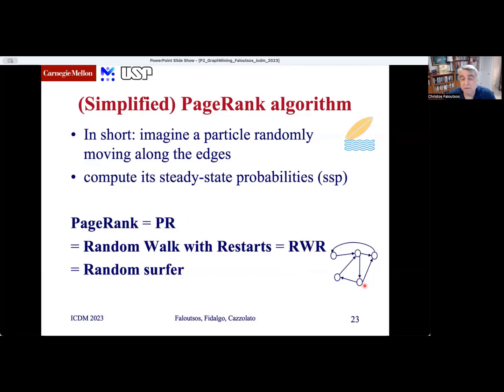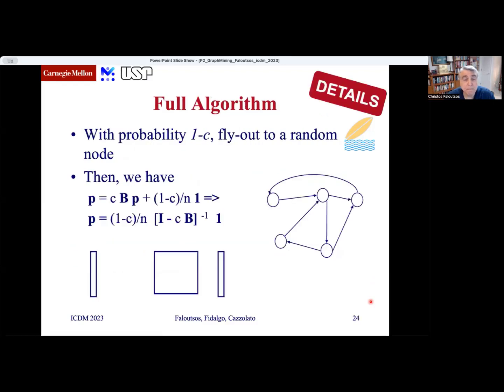This is a very well-known algorithm. This is the basis of Google, the initial algorithm that was used by Google initially. It is called the PageRank, random walk with restarts, or random surfer model. If we want to go into details, here are the mathematical operations.